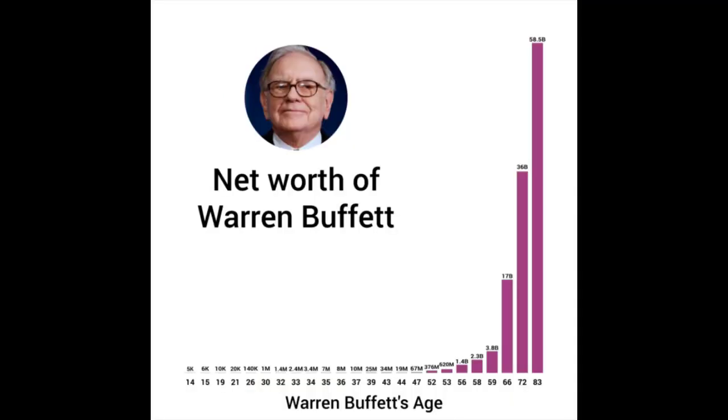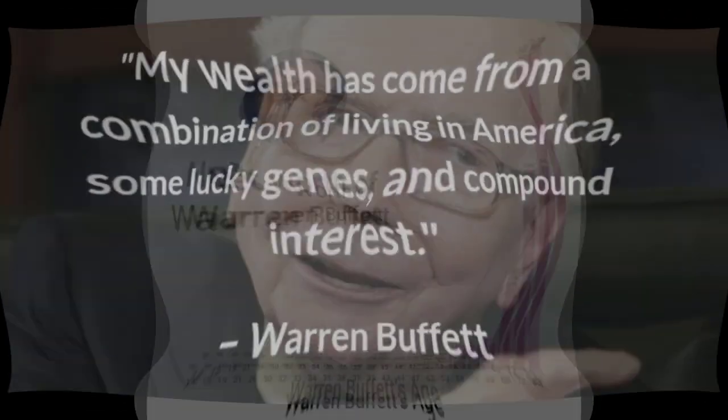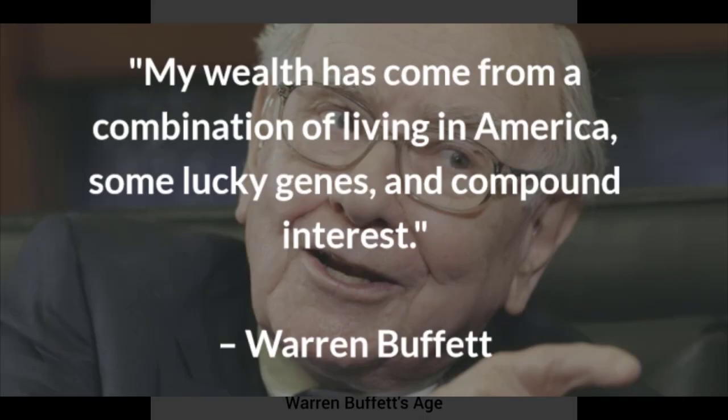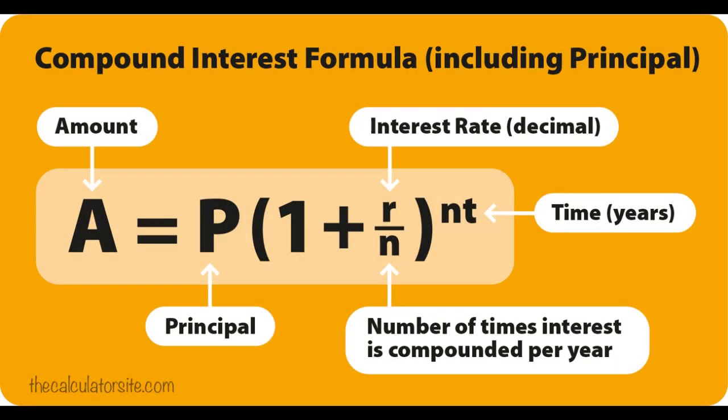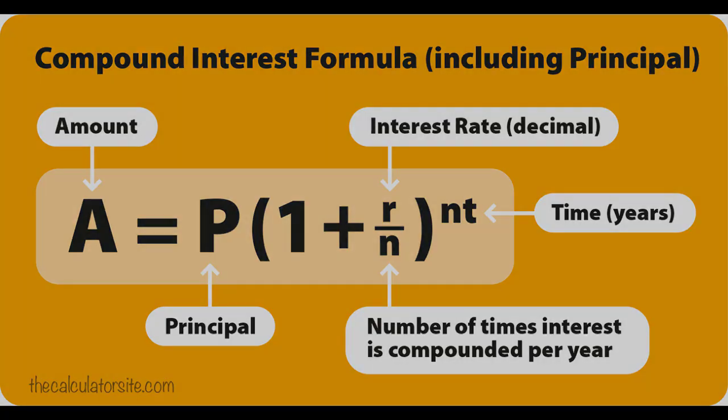The best example I can give you is that of Warren Buffett. He is the perfect example of how you can achieve big things with small actions that build up over time. He said, and I quote, "My wealth has come from a combination of living in America, some lucky genes, and compound interest." In case you're wondering, here's the formula to calculate compound interest. Most people don't care about this formula or the mathematics behind it. They just use calculators available online, just like the one I showed you earlier. There are plenty of online calculators.